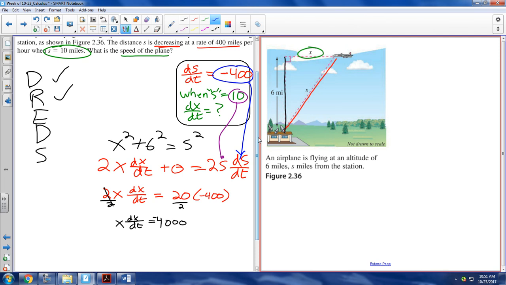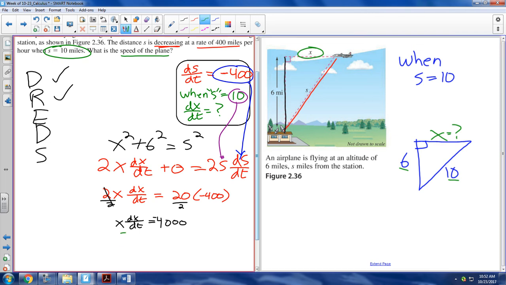Well, when s is equal to 10, I have this triangle basically. I have 6 here, I have 10 here. Agree? And I have x here, and we don't know what it is. Well, how can we figure it out? Just the Pythagorean theorem, right? And by the way, it's a 3, 4, 5 triangle doubled. It's a 6, 8, 10 triangle. So x is actually 8 for that reason. Do the Pythagorean theorem out if you don't believe me.